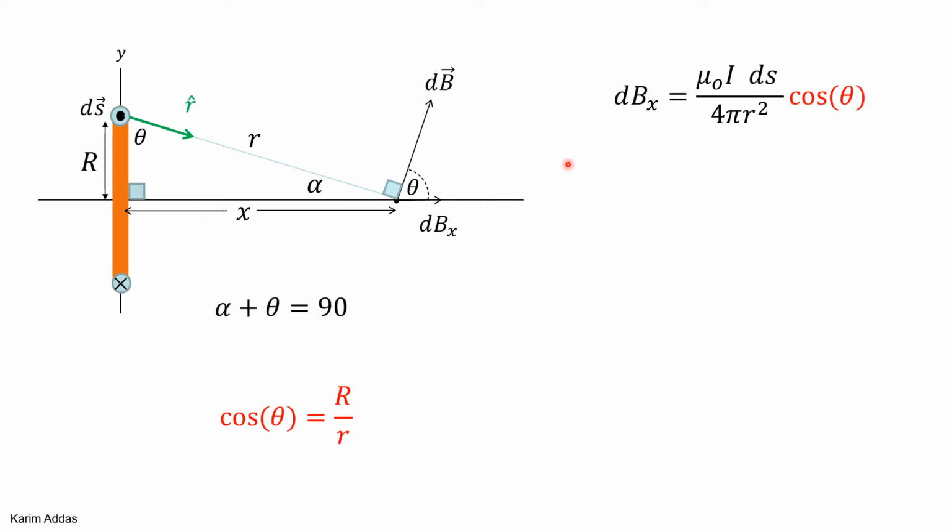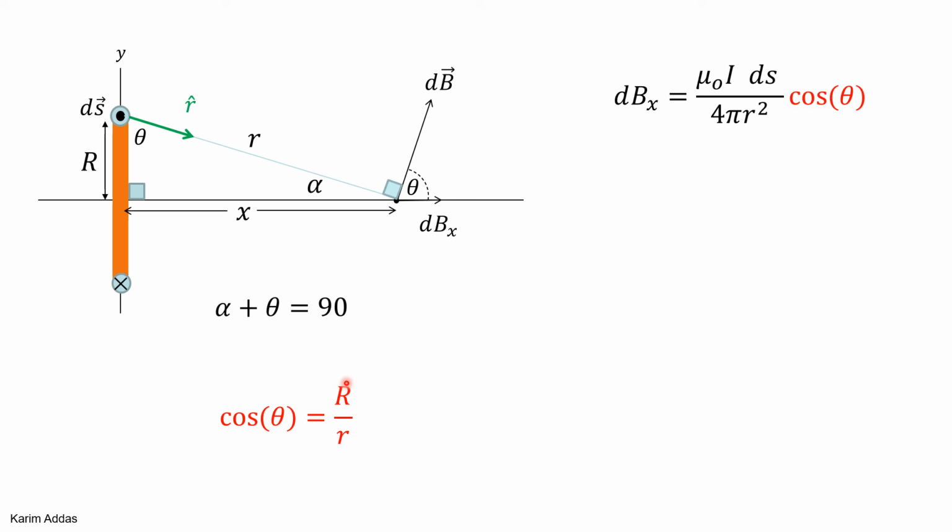Now, when we come to rewrite things, we can see that cosine theta, if this angle is theta, and this angle is 90 degrees, as we know, and we call this angle alpha, then alpha plus theta should be 90 degrees. But if you look at this triangle, this also is 90 degrees. So alpha plus this angle is also 90 degrees. That means this is also theta. So this angle is exactly the same as this one. So if you want to replace cosine theta and write it in a different way, we can do that by writing cosine theta as the adjacent, which is R, the radius of the ring, over the hypotenuse, which is small r, which is the distance between the element of current and point P.